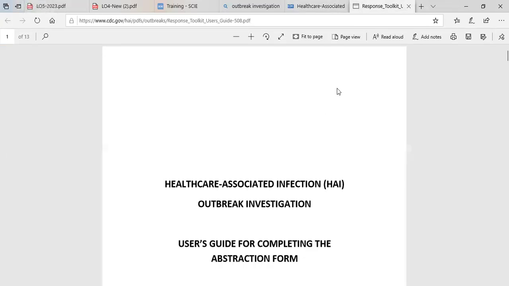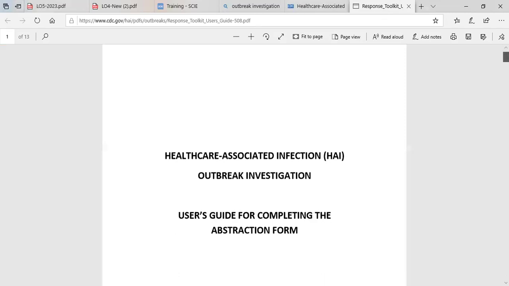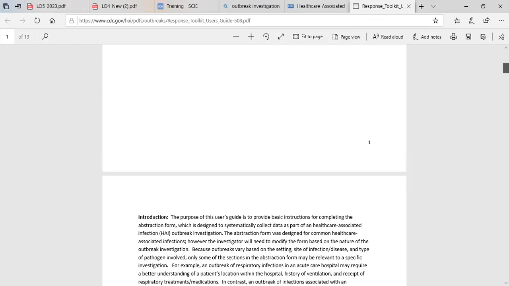Okay. Can everyone see this guide? I hope you can see it.